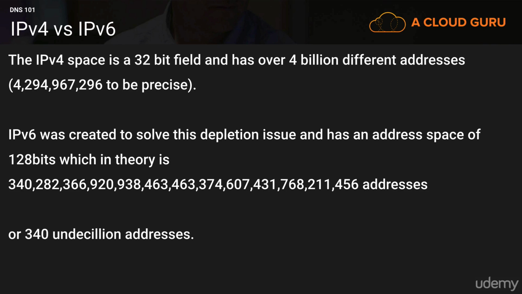So IPv6 was then created to solve this depletion issue, and it has an address space of 128 bits as opposed to the 32-bit address space of IPv4. In theory, that's 340 undecillion addresses available. Now, the big issue right now is that everyone's still using IPv4, and this is really driven by ISPs. Essentially, they should be trying to move their end users onto IPv6, but that hasn't really happened yet.